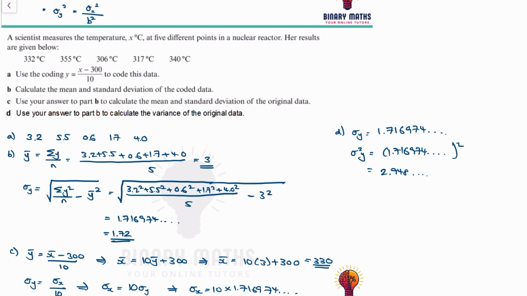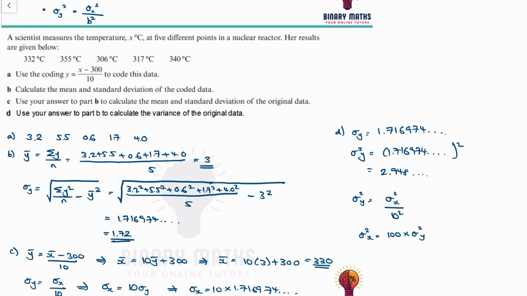So now if I know the variance of y, which is the coded data, it will be equal to the variance of the original data divided by 10 squared, which is 100. So if I rearrange to make the variance of the original data, which is sigma squared x, it will be 10 squared, which is 100, times sigma squared of the coded data.